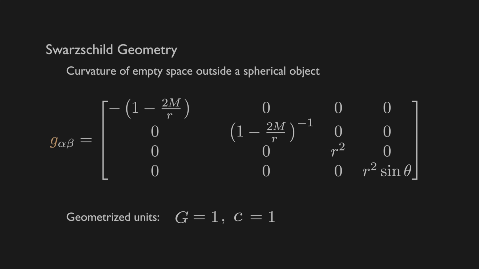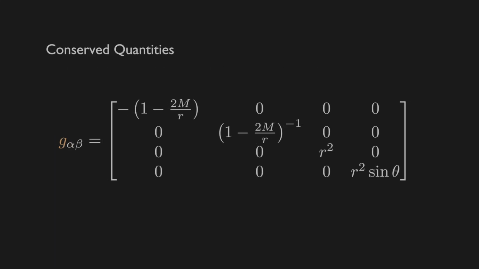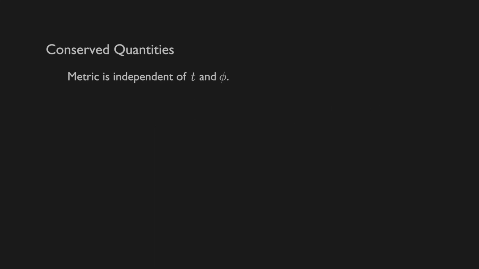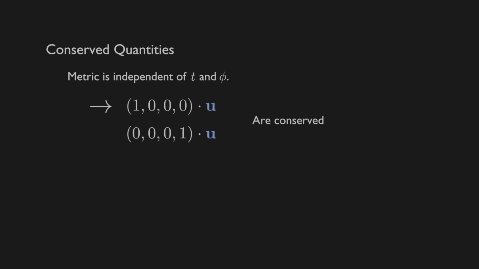It is time to investigate light ray orbits, but before we dig into the equations, it is helpful to search for symmetries in the system, because these indicate conserved quantities of motion. First, notice that the metric is independent of t and phi. Therefore, these two quantities are conserved along the path of freely falling objects or light rays.